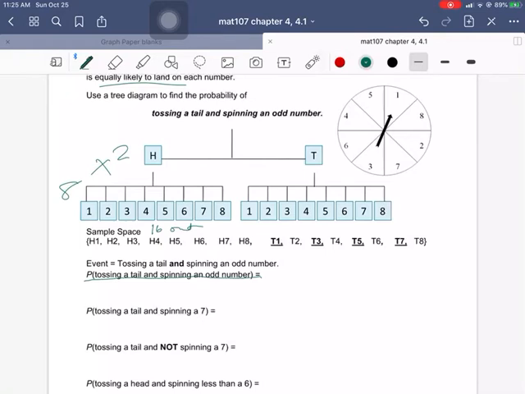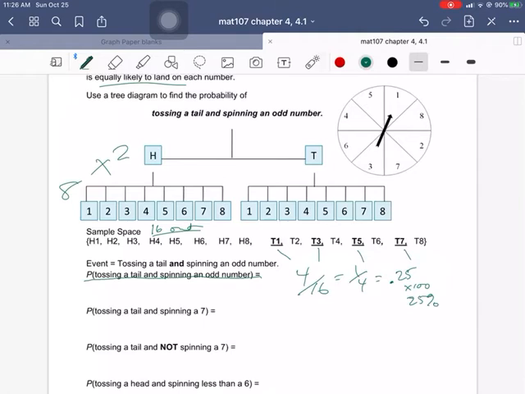If you have all the possible outcomes written out, you can see that there's an odd number with a tail there, there, and there. So it's 4 out of the total 16 that we have. Okay? So you can reduce it as a fraction. You can put it as a decimal, 1 divided by 4. You can multiply that by 100 and get your 25% chance of tossing a tail and spinning an odd number.